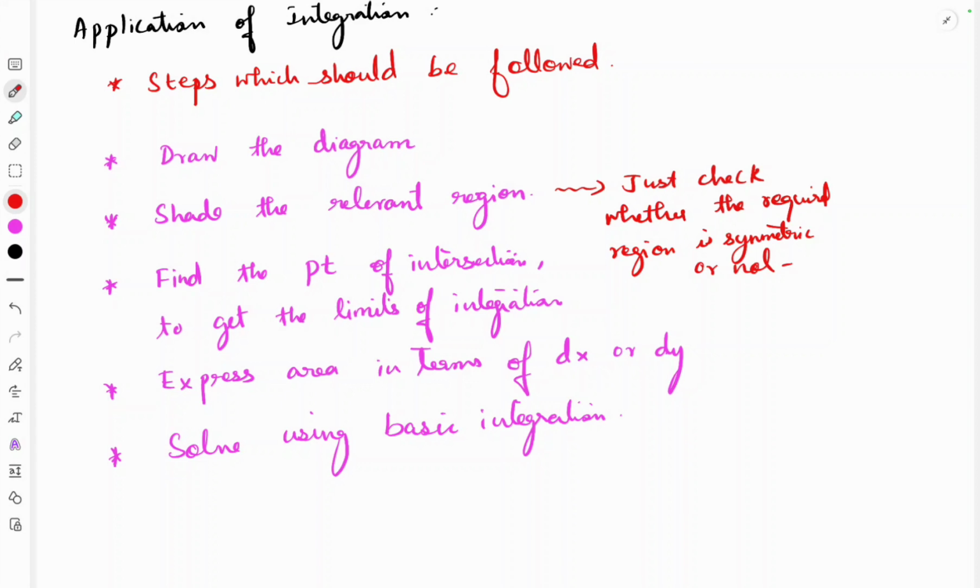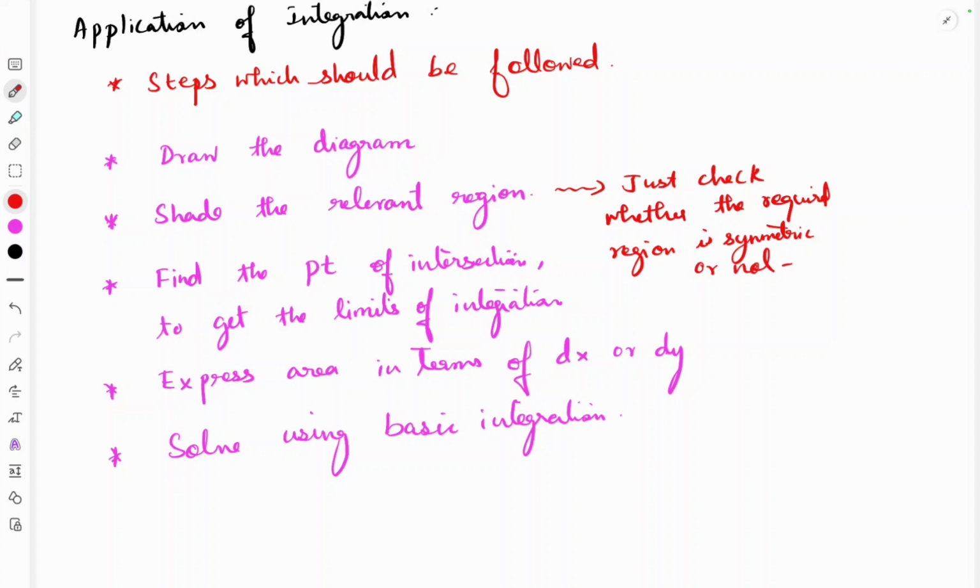The third step is find the point of intersection to get the limits of integration. The fourth step is express area in terms of dx or dy. Then solve using basic integration. This will be the final step.